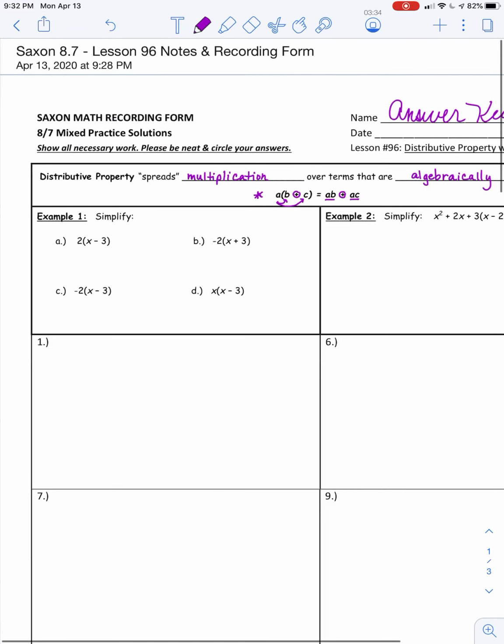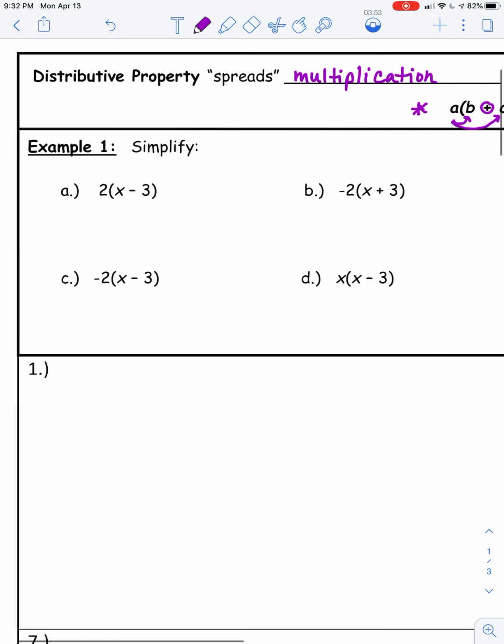That might not seem like a big to-do to you right now, but when you get into algebra problems where you have a variable, an unknown variable in there, you have to get that variable isolated. Well, we have to use the distributive property in many cases to get the variable in a position where we can actually get it isolated.